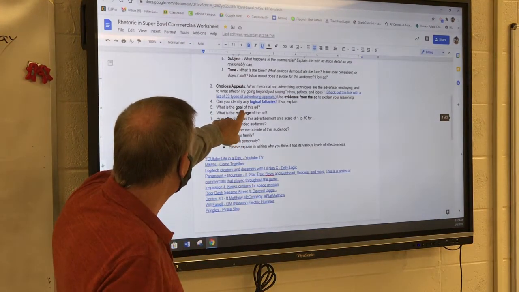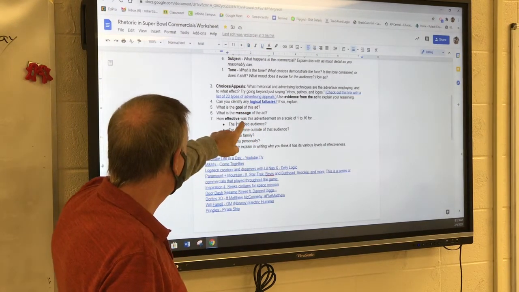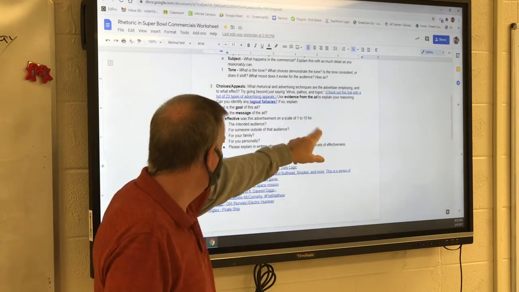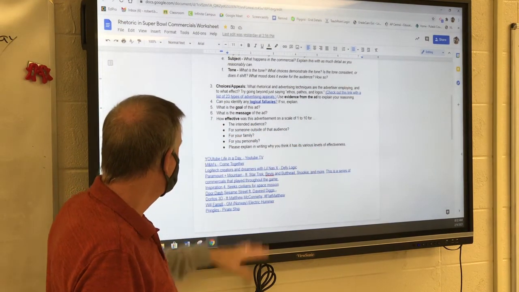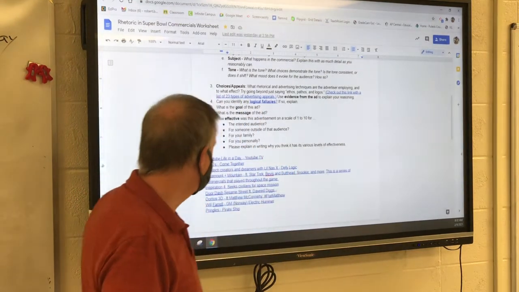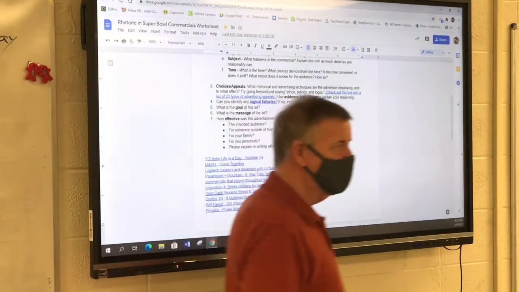So what's the goal of the ad? What's the message of the ad? All right. How effective was it? On a scale of 1 to 10, how effective was it for the intended audience? So on and so forth. Okay. And then explain in writing how you think it has various levels of effectiveness. Here are all of your links to the commercials.